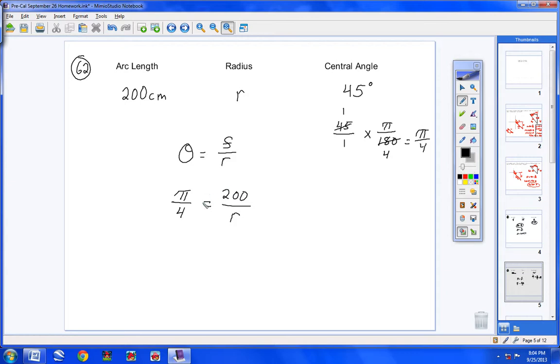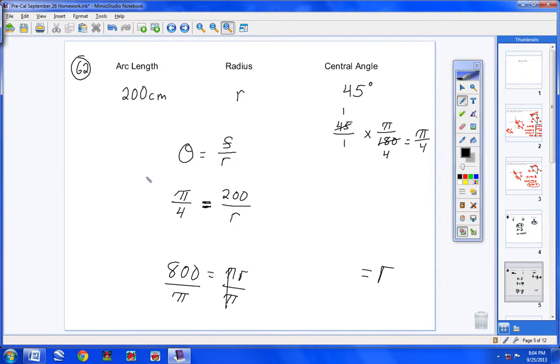Now, anytime 2 fractions are equal, a quick shortcut is to cross multiply and set your products equal. So cross multiply, 4 times 200 would be 800, and then cross multiply pi times R, and that would give you pi R, and then set them equal. Now we're going to divide one side by pi, divide the other side by pi. These cancel, and we're left with R equals 800 divided by pi.